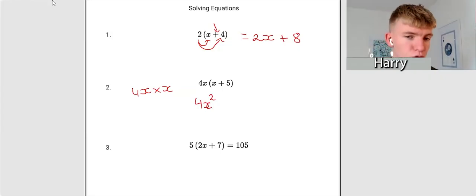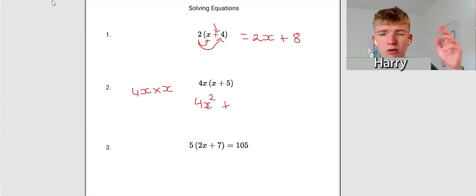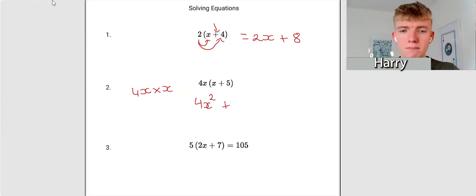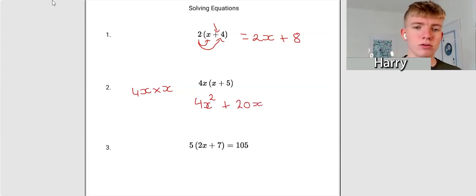We then have 4x times 5. So 4 times 5 gives us 20. Put that x back on, gives us 20x. And therefore our answer is 4x squared plus 20x.